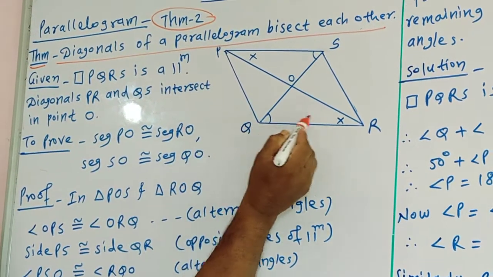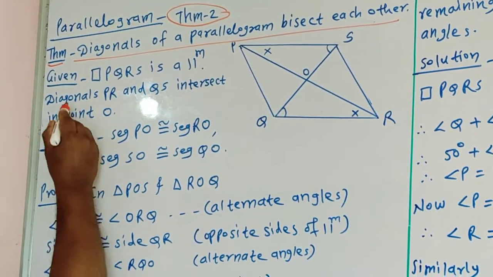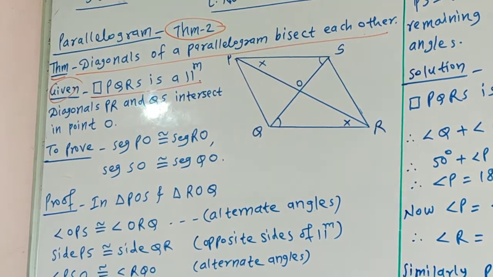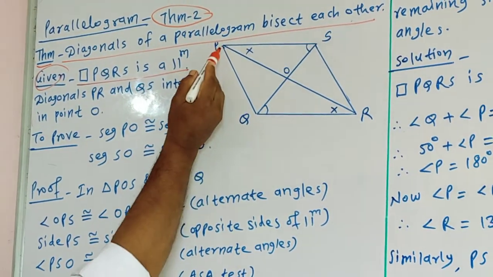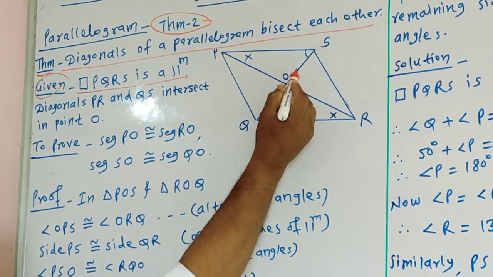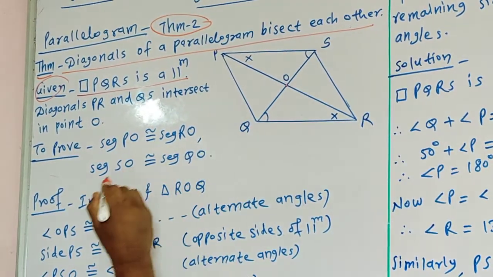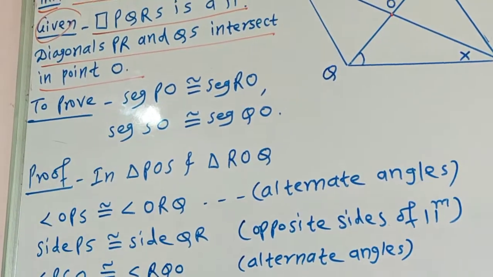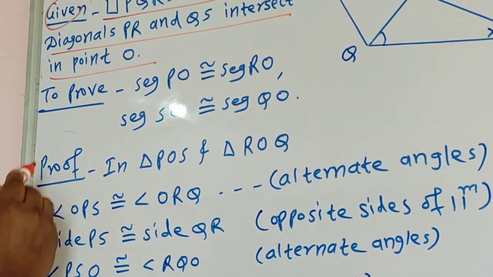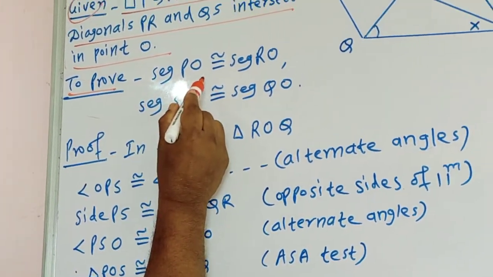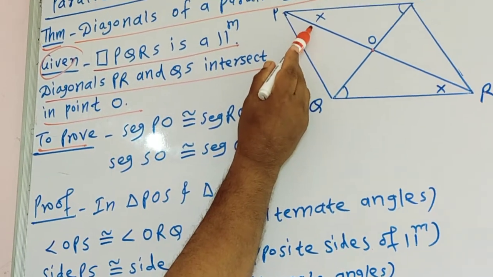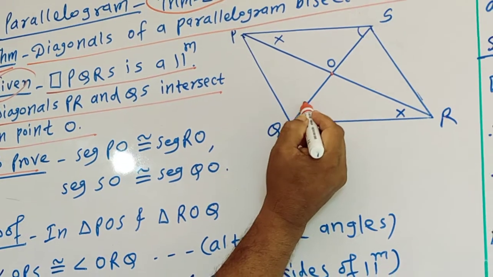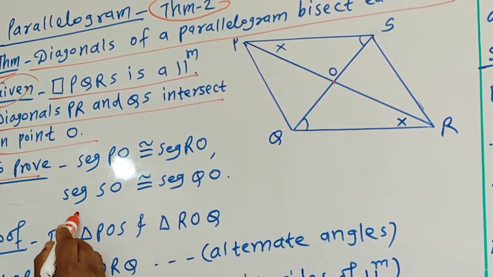This quadrilateral PQRS is a parallelogram. In the given quadrilateral PQRS, which is a parallelogram, diagonal PR and diagonal QS intersect each other in point O. Then to prove the diagonals bisect each other, we have to prove seg PO is congruent to seg OR and seg QO is congruent to seg OS.